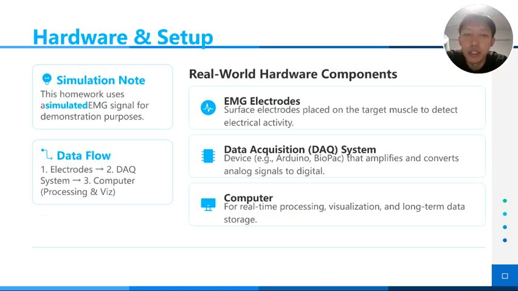For this assignment, we used a simulated signal. However, in a real-world scenario, we would need hardware like EMG electrodes, a data acquisition system such as an Arduino, and a computer for processing. The electrodes are placed on the muscle and connected to the DAQ, which then sends the data to the computer for analysis.